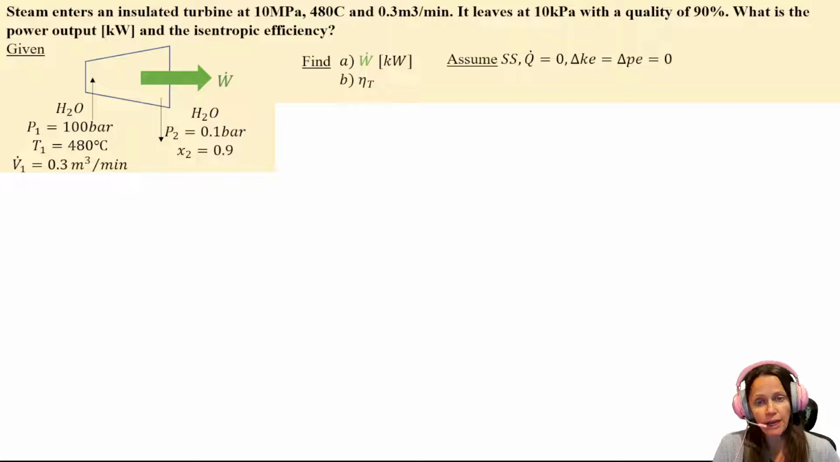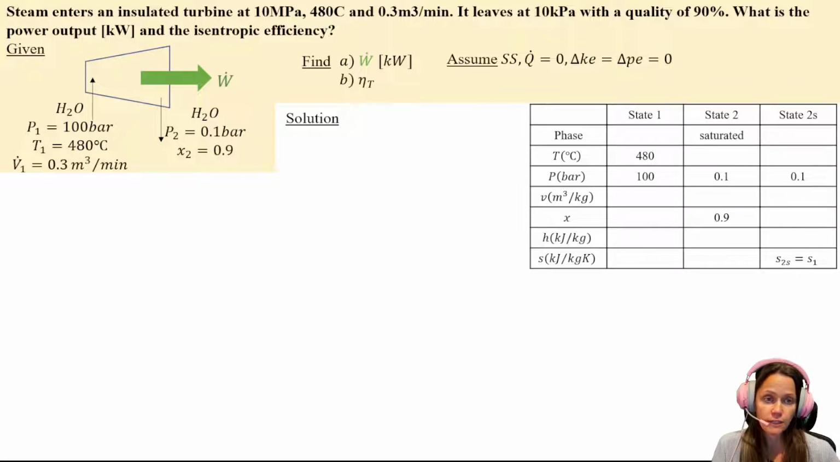So I've gone ahead and put our given, find, or assume on there. So typical assumptions for a turbine: steady state, Q dot equal to 0, and changes in kinetic and potential energy are negligible. And the way that I'm going to solve it is I'm going to keep a graph over here or a table of all my properties. So I've got a couple of different properties.